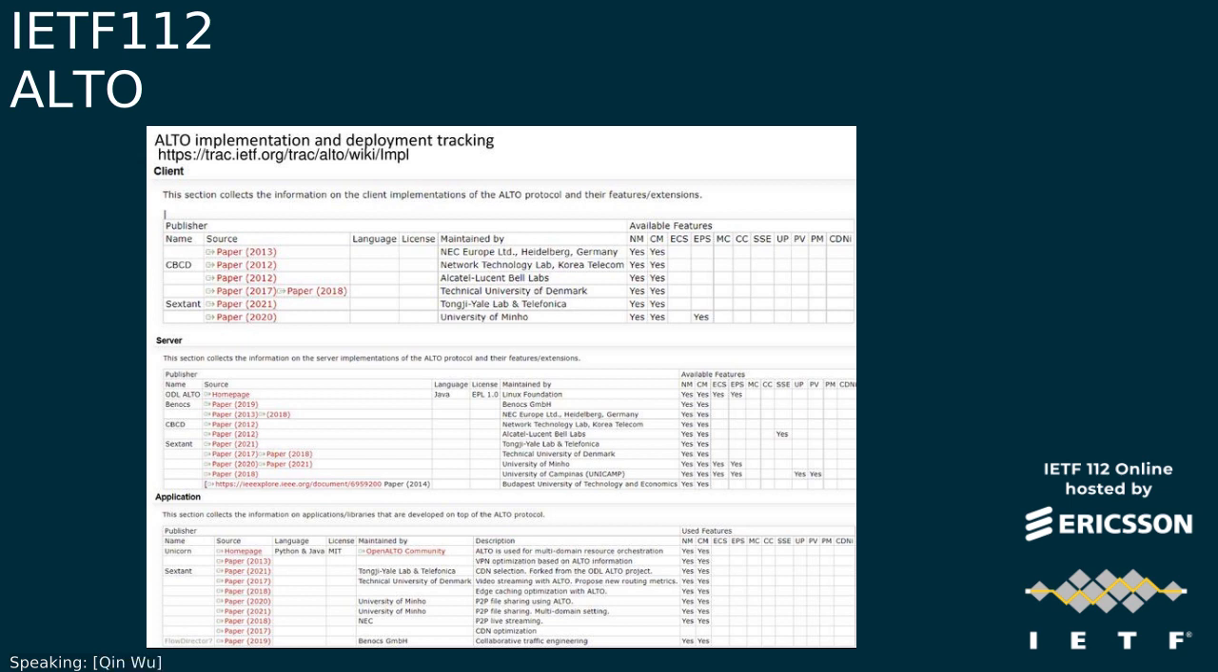And we also have implementation deployment tracking. So you can see for client we have two implementations, and for server we have four implementations. If you are aware of any new implementation, please let us know and we'll update this wiki page.